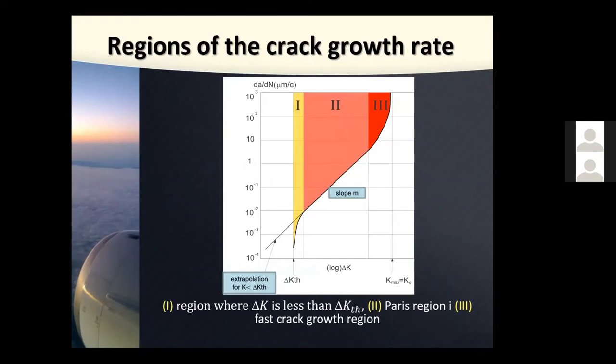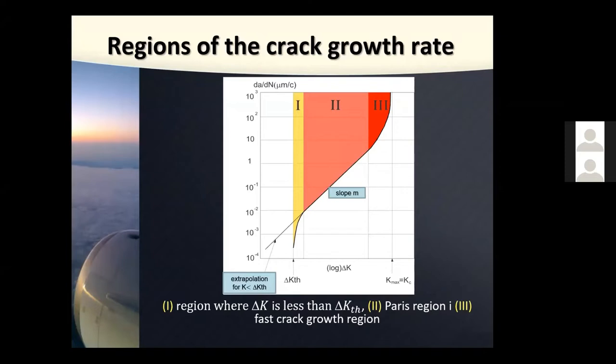Okay, so this is also a well-known image of the Paris law. During the 50s and 60s of the 20th century, engineers and researchers discovered that when a crack starts to grow, and we're talking about the macro level, there are three stages or phases in crack growth, and then we can talk about three regions. Region number one in this image is where the stress intensity factor change is less than the threshold. So this means that the crack will not grow until the stress intensity factor reaches some value which we call the threshold value. And that's this first stage where the crack is still not visible. Maybe there is some inside crack on a micro level, not visible, but it exists.